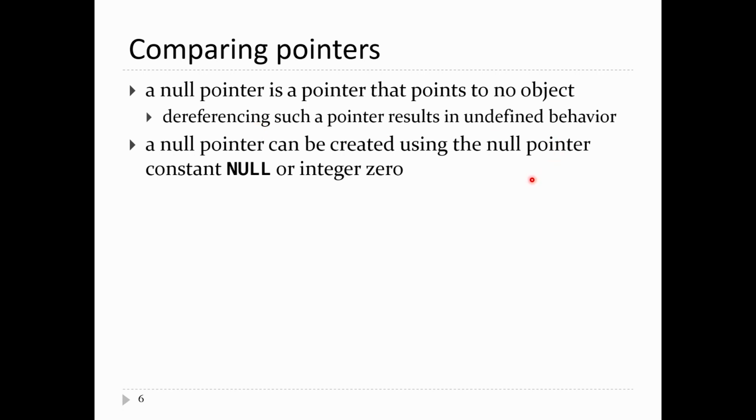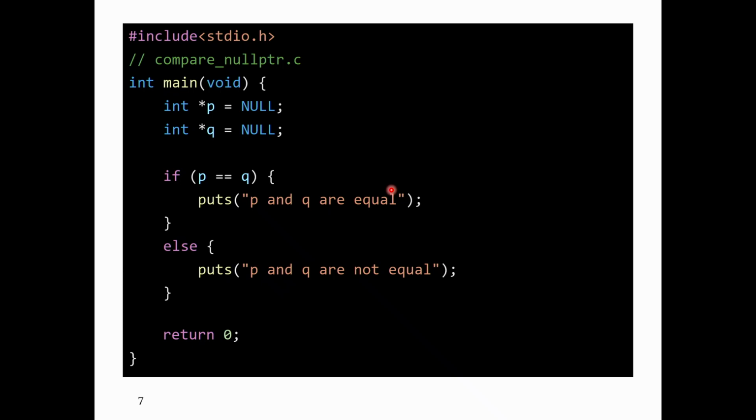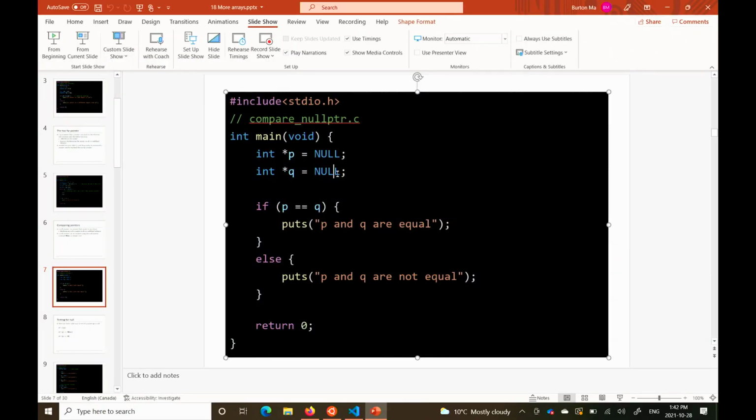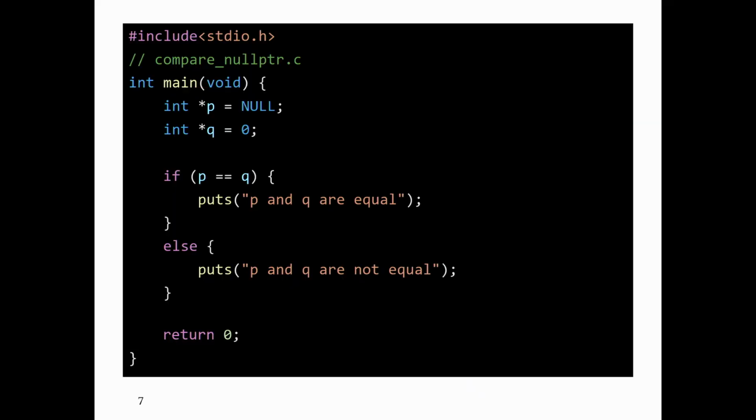To create the null pointer, you can use the word NULL, all caps, or you're allowed to use integer zero. Oh, wait, sorry. I actually changed this one, but I guess I didn't change the slide. Okay, so the actual program looks like that. My first pointer, P, is assigned the value NULL. The second pointer, Q, is assigned the value zero. In this case, they're both null pointers, so if you compare them for equality, they will be equal.